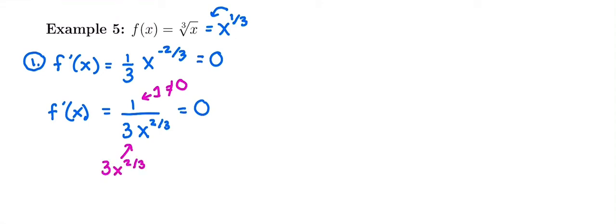And then I have 3 times x to the 2/3 equals 0. So 3 times something has to equal 0. That means that something has to equal 0. This is what makes f prime undefined.